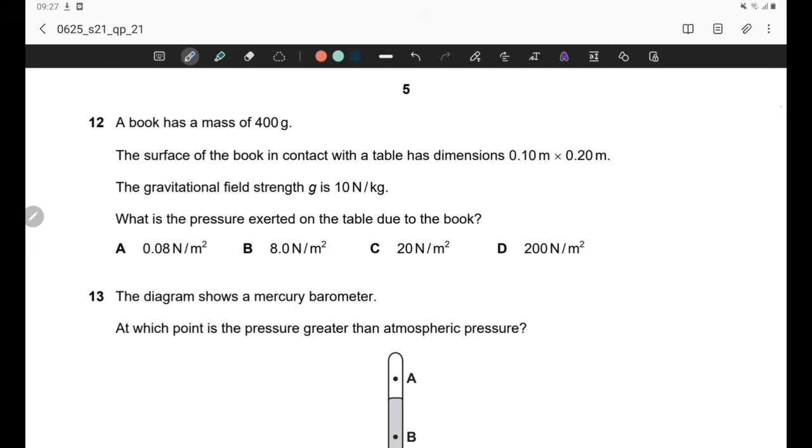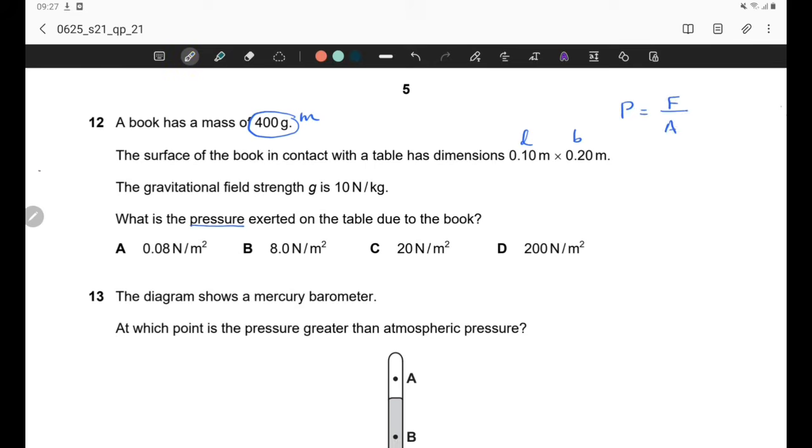Question number 12. A book has a mass of 400 grams. So the mass is provided. The surface of the book in contact with a table has dimensions 0.10 meter and 0.20 meter. So the length and breadth of the surface in contact with the book is given. The gravitational field strength g is 10 Newton per kg. What is the pressure exerted on the table due to the book? So we need to calculate pressure. We can use the equation of pressure, that is force over area.